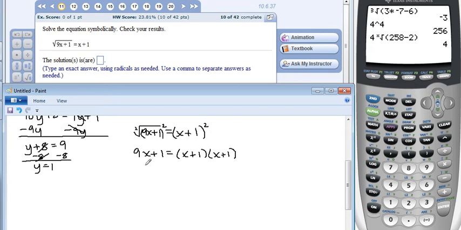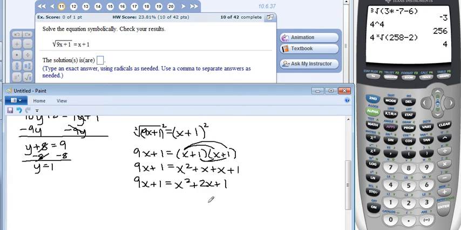So here's a foiling problem, and I'm going to end up with a quadratic there. First term, x squared. Outside term, x. Inside, x. Last is 1. I've got x squared plus 2x's plus 1. Now again, anytime that I see this quadratic, I'm going to want to set it to 0 and factor and solve, because that's all I know right now. I mean, there are other methods. We have completing the square, we have the quadratic formula, but we haven't learned those yet. So we're going to rely on our factoring techniques.